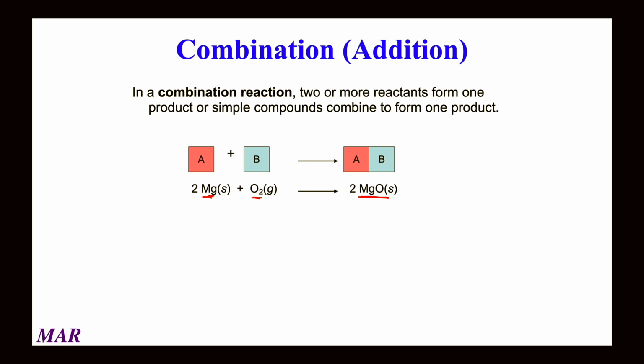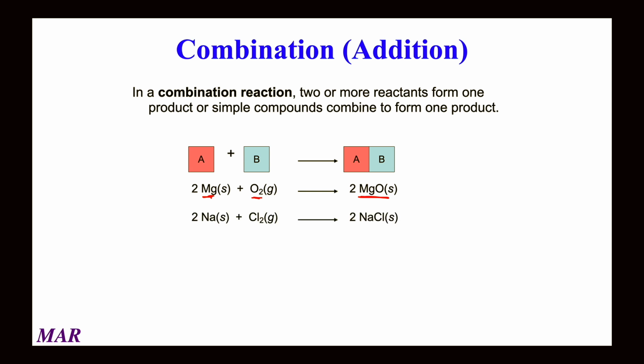Now, because of the charges, magnesium becomes positive 2 and oxygen becomes negative 2. MgO is the formula. It wouldn't be MgO2. You must think about all those rules we looked at in the nomenclature lab. So MgO is magnesium oxide, and then you can balance it from there by adding a 2 in front of the Mg and the MgO.